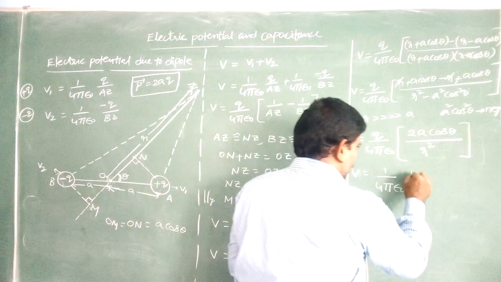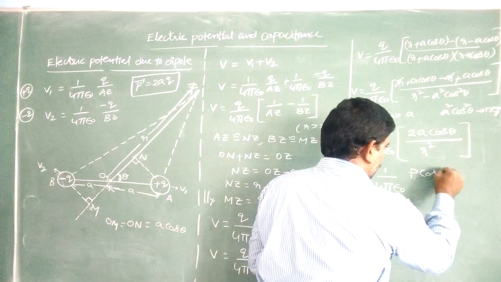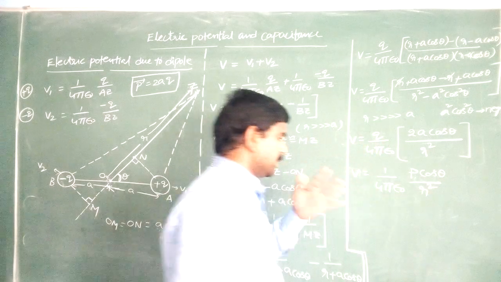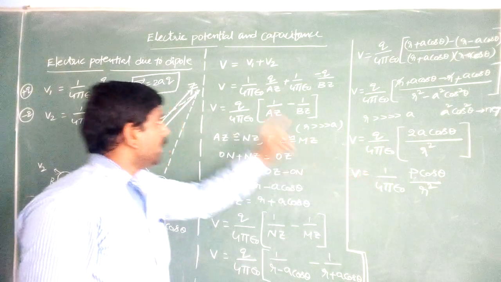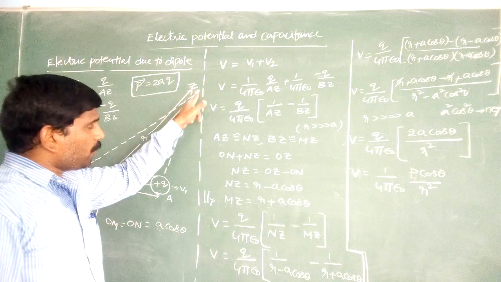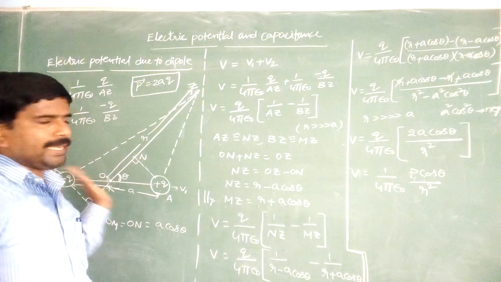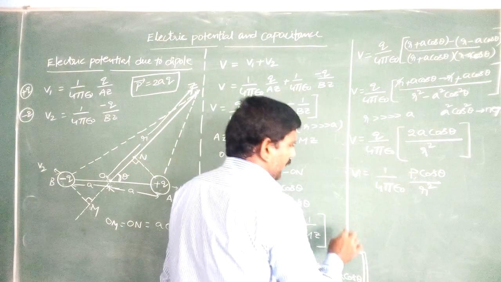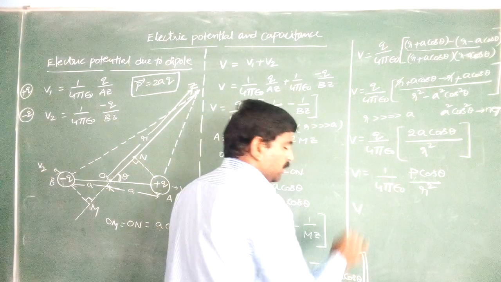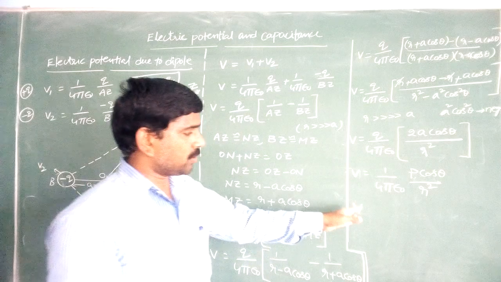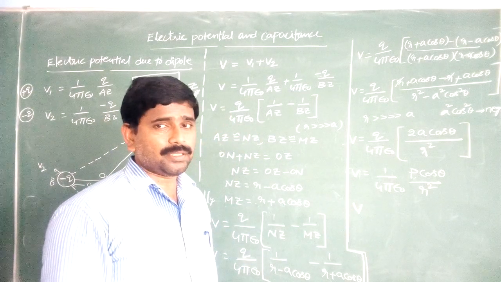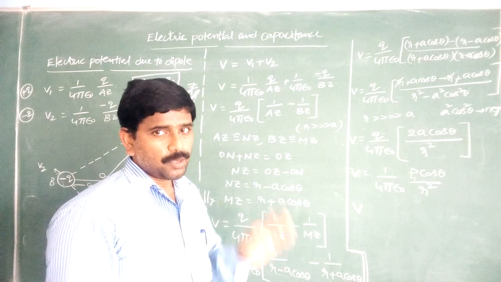2AQ is nothing but P cos theta by R square. This is the electric potential at this point, at point Z, due to the electric dipole. Here we are writing this in the vector form also. Electric potential is a scalar physical quantity, so how do we write that in the vector form? Yes, we will write it.